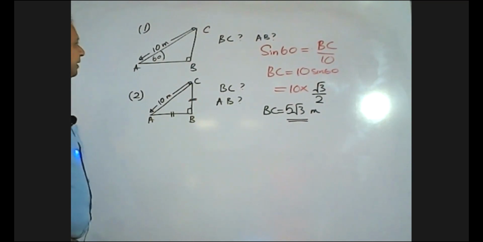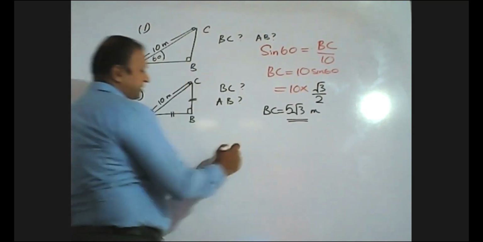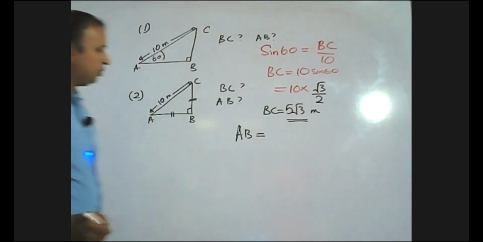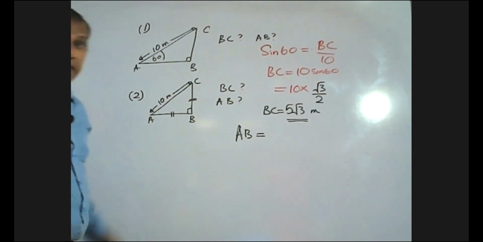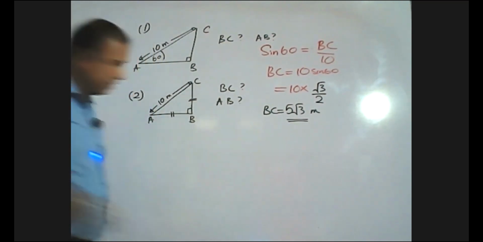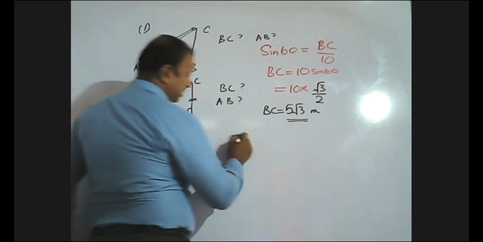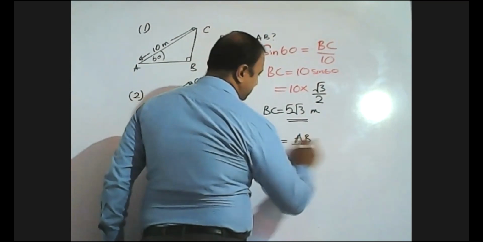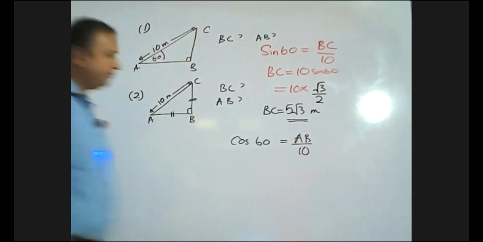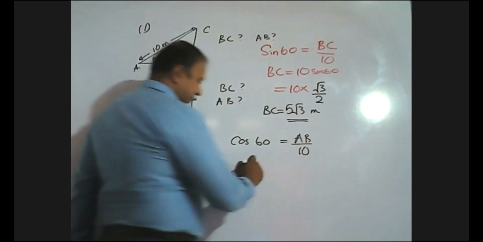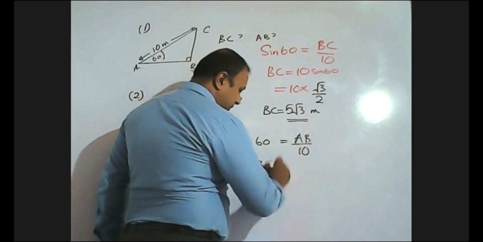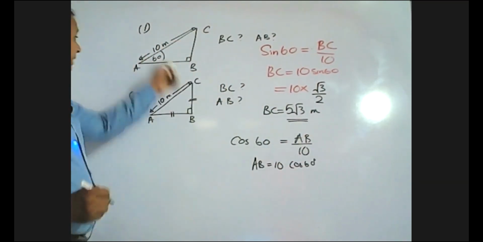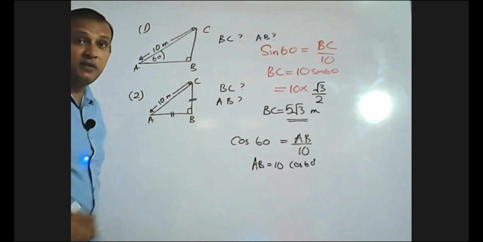Then AB. AB is the adjacent side, so I can write a trigonometric ratio with the adjacent side. That is cos 60. Cos 60 is equal to AB over 10. So AB is equal to 10 times cos 60. So what is the value of cos 60?